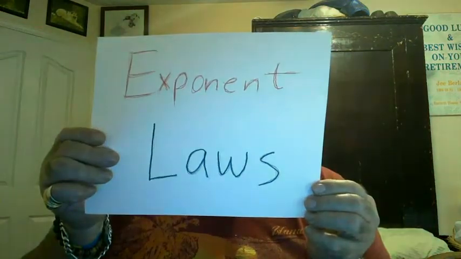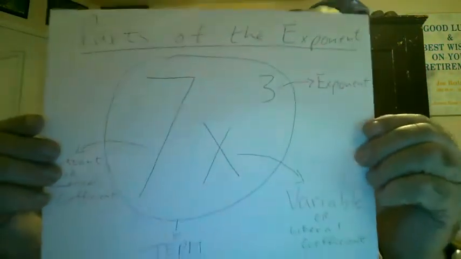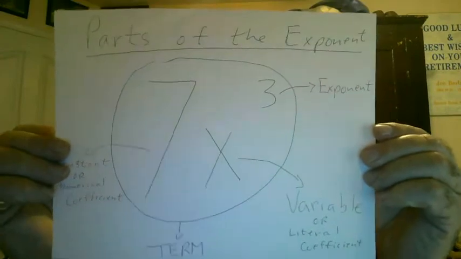Hello, hello, hello. Here we are doing exponent laws. Now, in the question we said, what do you think you remember were the parts of the exponent? Well, if we're dealing with exponent laws, let's think about the parts first of all. The parts of the exponent are as follows.